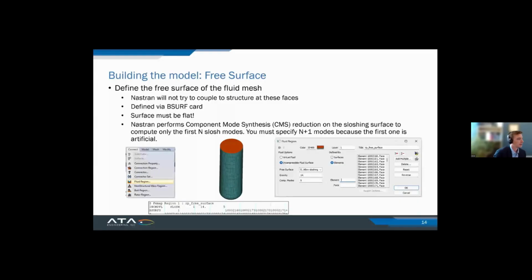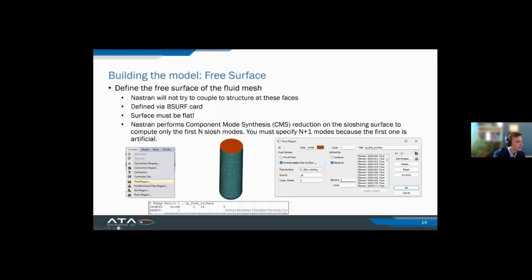Now you want to define your free surface. The free surface is the interface between your liquid and your gas, so Nastran will not try to couple to structure at these faces. What you're doing is defining a BSURF card within Femap. Again, I'm showing the GUI here. You go to Connect, Fluid Region, and then you define the fluid as an incompressible fluid surface, and just click on all your elements that represent this surface. And make sure the surface is flat, otherwise Nastran yells at you.